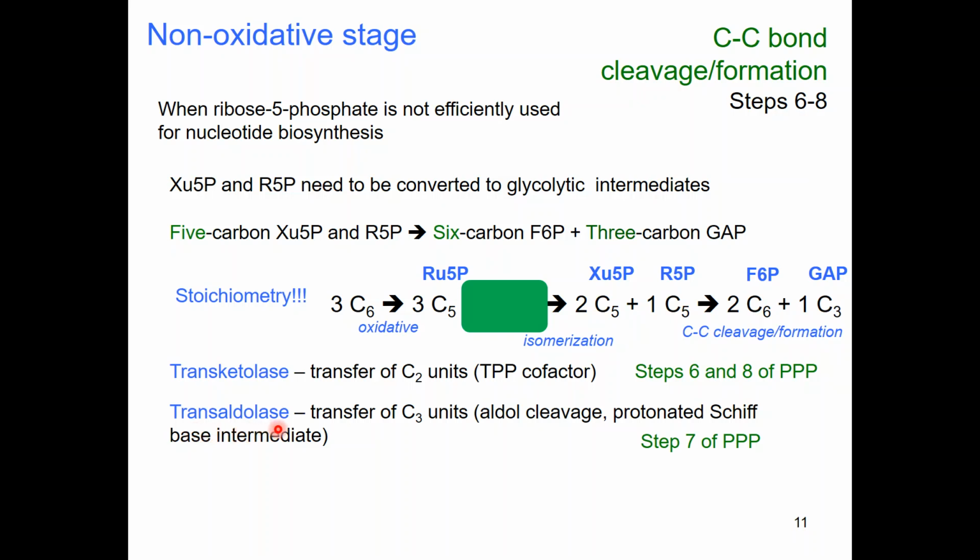Transaldolase resembles the mechanism of simple aldolase, but instead of just cleaving the bond, it transfers the 3-carbon unit from one monosaccharide to another. Since it's similar to aldolase, it utilizes a similar mechanism that involves a protonated Schiff base intermediate. And we will see the action of transaldolase only once in the pentose phosphate pathway, which will be step 7.